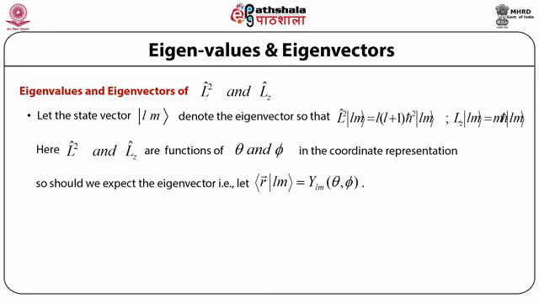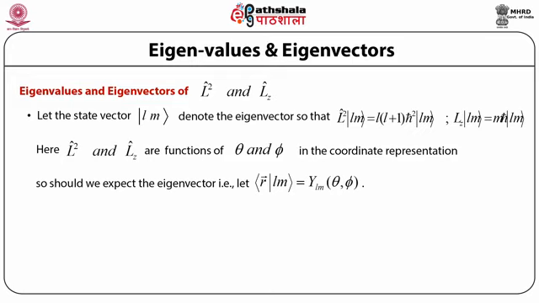Here L² is the operator, ket vector |l m⟩ is the state vector, and l(l+1)ħ² is the corresponding eigenvalue when the L² operator acts on the state vector |l m⟩, and small l is the value of the orbital angular momentum number.